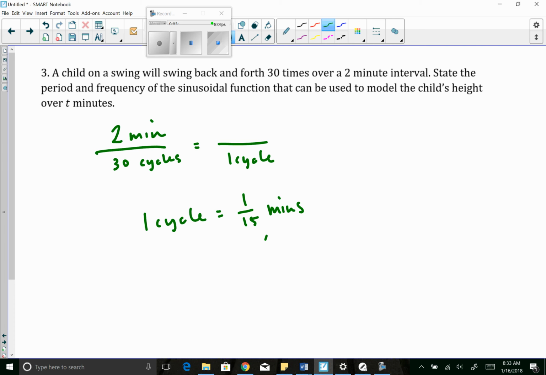So since it says state the period and frequency, the period in this case would be 1 over 15. To find the frequency, we would multiply that by b and set it equal to 2 pi. So if we multiply both sides by 15, I get a frequency of 30 pi.